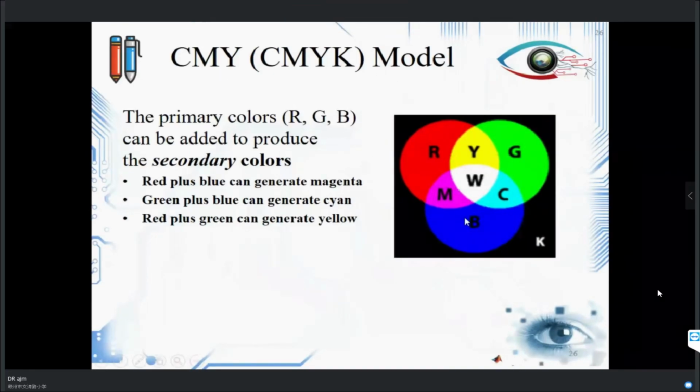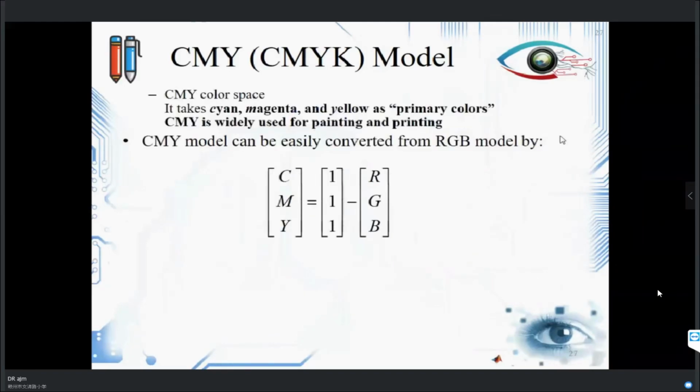Here you can see the combination of the RGB colors also comes into the picture, which can help us have more range and more meaning for the colors. This CMY color space takes cyan, magenta, and yellow as the primary colors, and CMY is widely used for painting and printing. Maybe you will see it again in Photoshop software, where they will ask you about the CMY and RGB lights that you can generate.